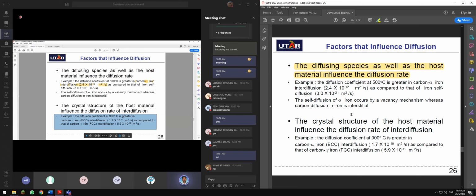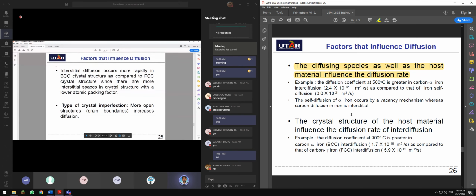This is due to the fact that between BCC and FCC, the interstitial diffusion occurs more rapidly in the BCC crystal structure as compared to the FCC crystal structure, since there are more interstitial spaces in a crystal structure with a lower atomic packing factor.